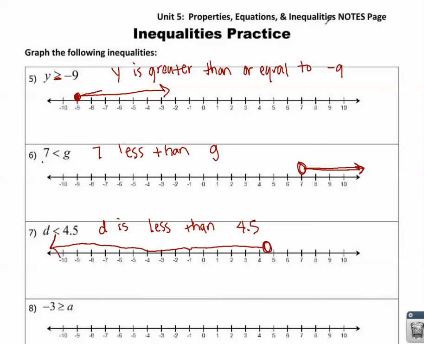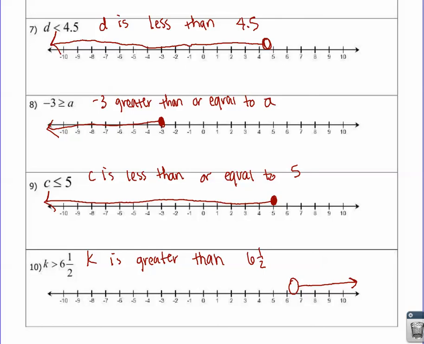Pause the video and try 8, 9, and 10. Check your answers with the following problems. If you have any questions, ask your teacher.